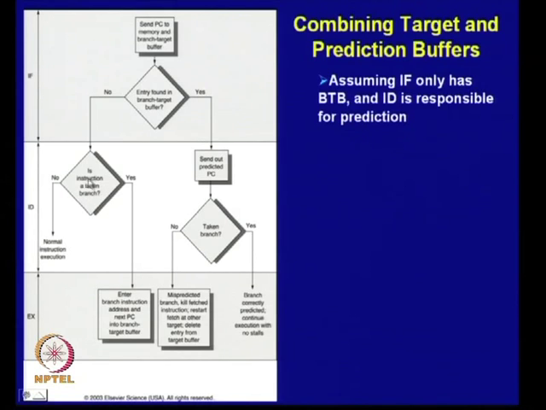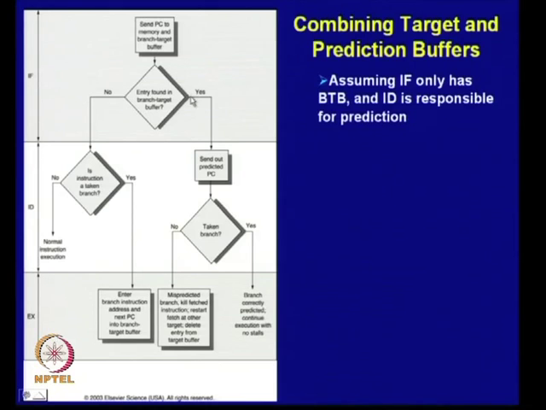Now, if the instruction is a taken branch and the answer is yes, that means your prediction is that the branch is taken. In such a case, what will happen? Enter the branch instruction address and next PC into the branch target buffer. You have to enter this information into the branch target buffer if your prediction is taken, and that we will do in the execution stage.